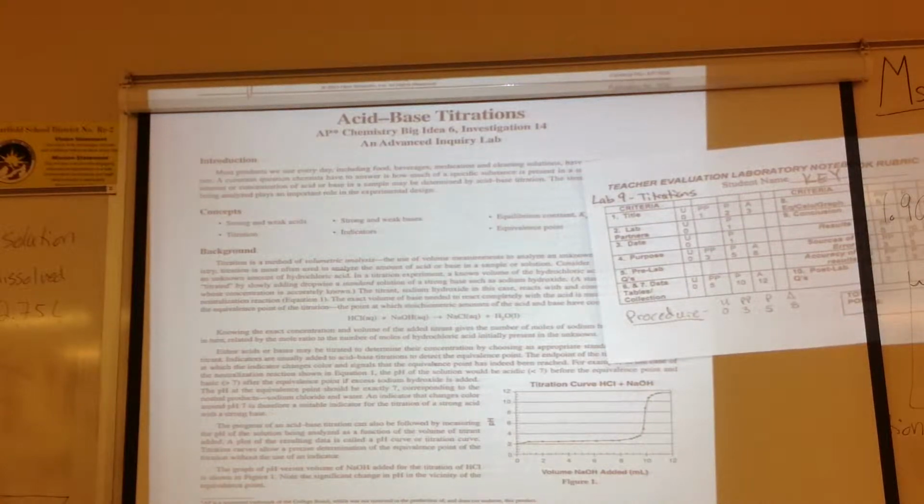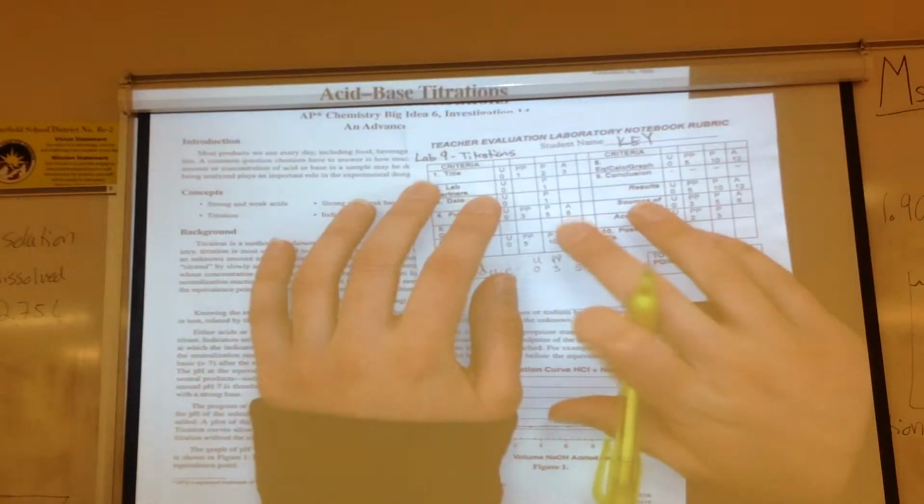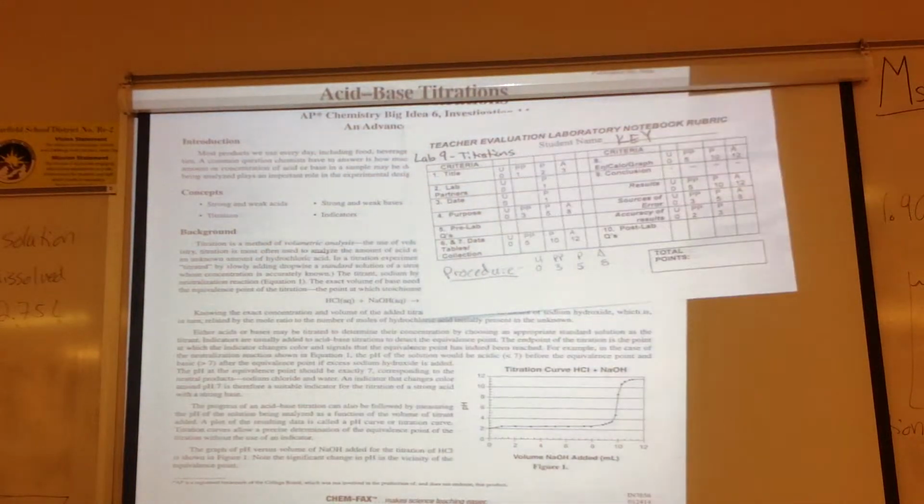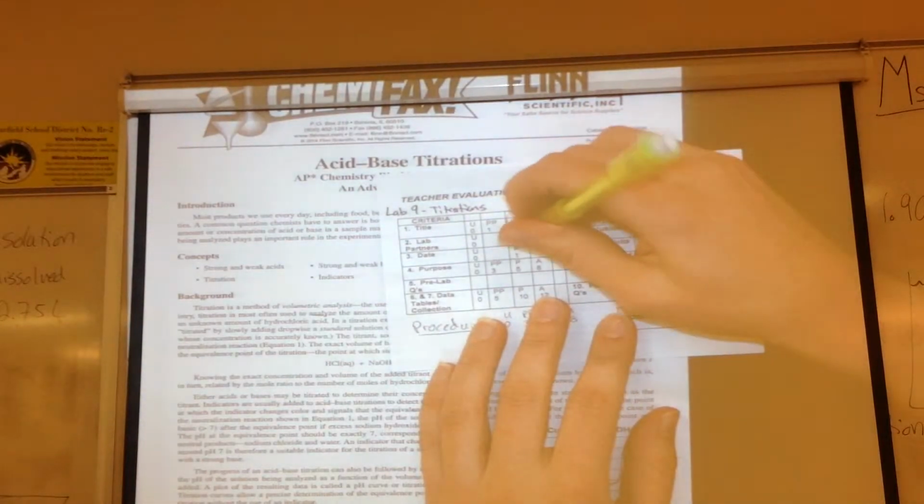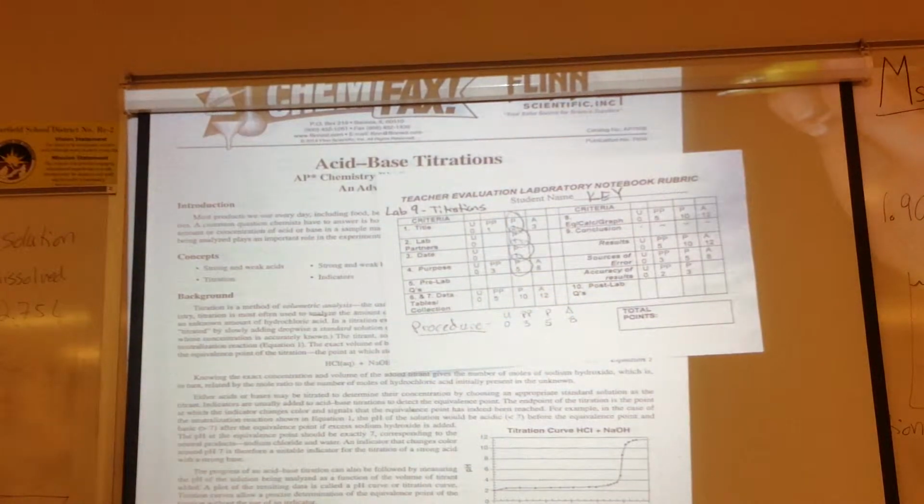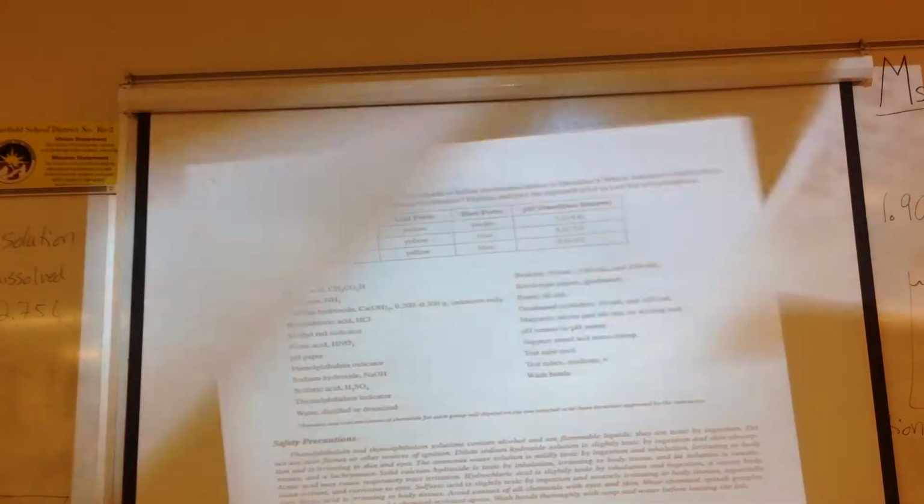So this is how I'm going to grade the titrations lab. This is the rubric and what I'm looking for to have in your lab. This is your lab handout, and then here's my rubric guidelines so that you know where I'm getting the points from. First, your title, your lab partners, your date, and your purpose. That's the same as any other lab, so I'm taking those as your partial points.